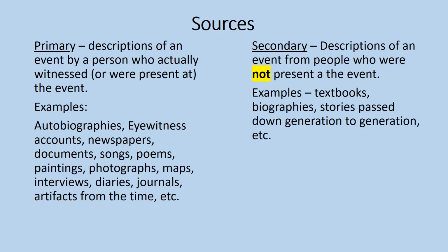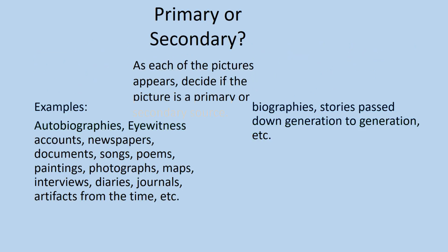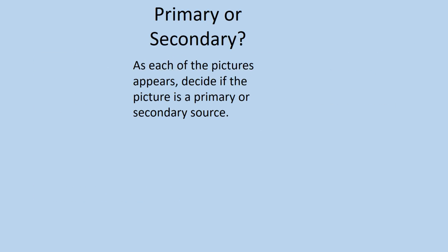A secondary source is a description of an event from people who were not present at the event. Examples include textbooks, biographies, and stories passed down generation to generation. So, are these sources primary or secondary? As each of the pictures appears, decide quickly if the picture is a primary or secondary source. Ready? Here we go.